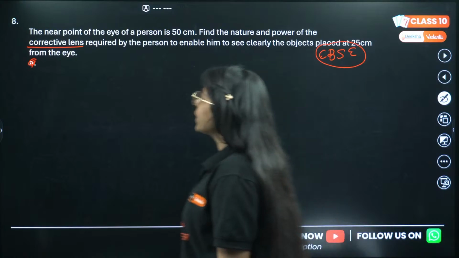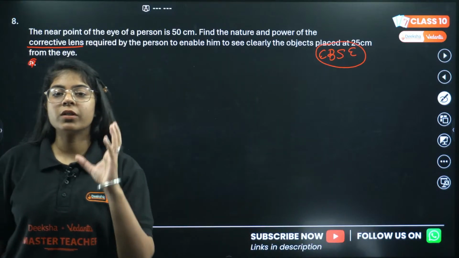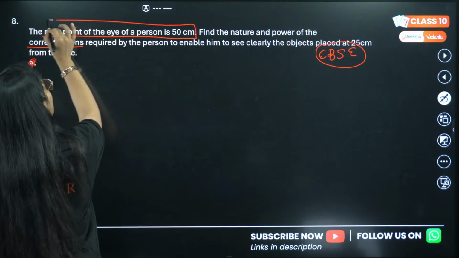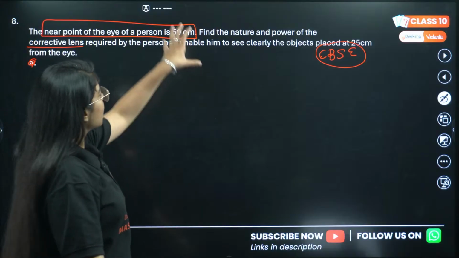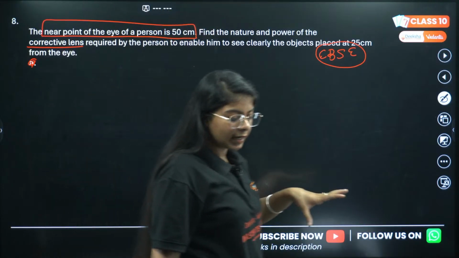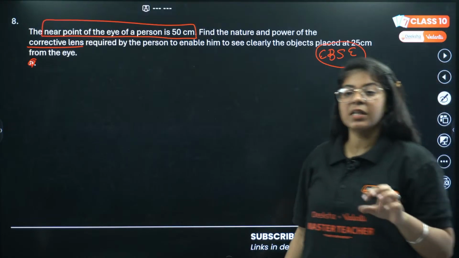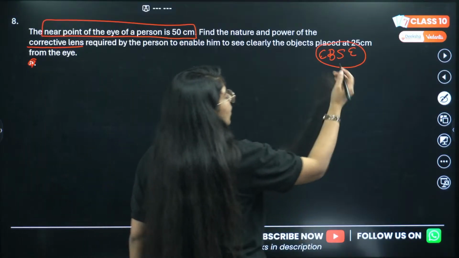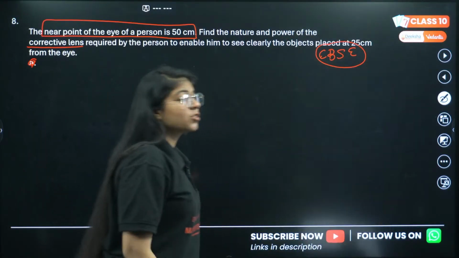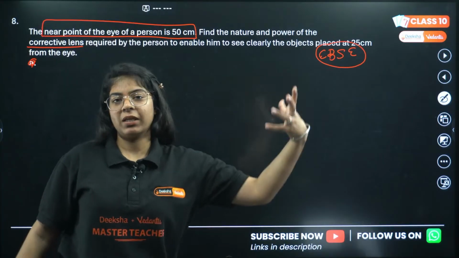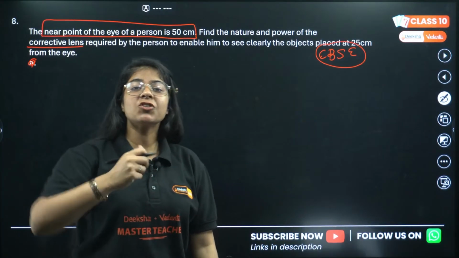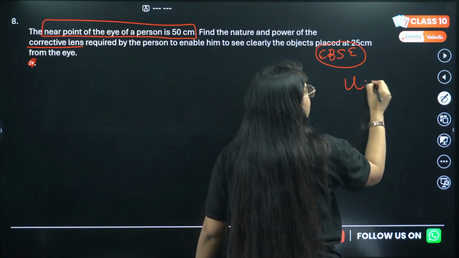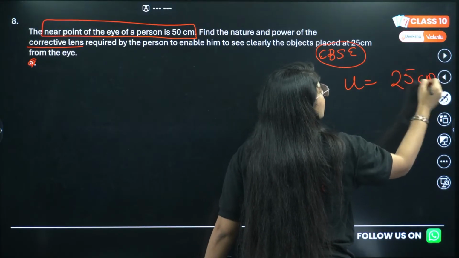Okay, so I'll just tell you the one thing that you need to do. Every time the near point of a person changes, the given near point, that is 50 centimeter, is our image distance. Because technically the near point should be 25 centimeter. Now it is not 25 centimeter, that means it is something else. But the person needs to see the object which is placed at 25 centimeter clearly. So the object is at 25 centimeter.